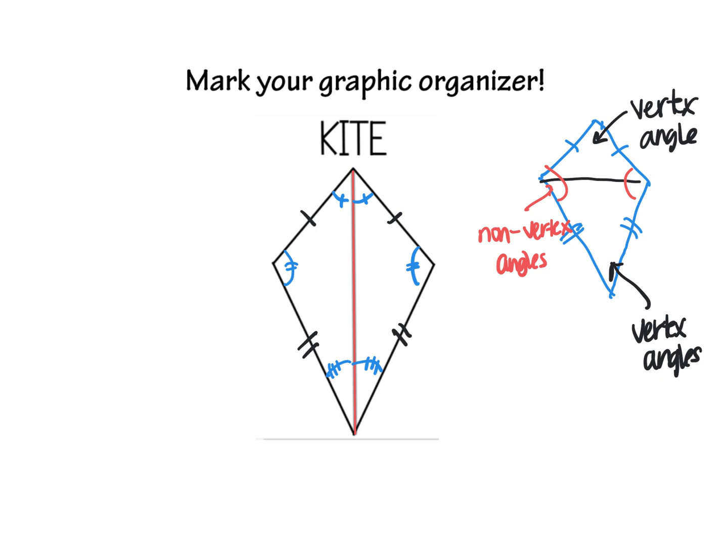So the diagonal that connects the vertex angles, so back to that vertex angle idea, that diagonal bisects the vertex angles. We also now know that the non-vertex angles are congruent.